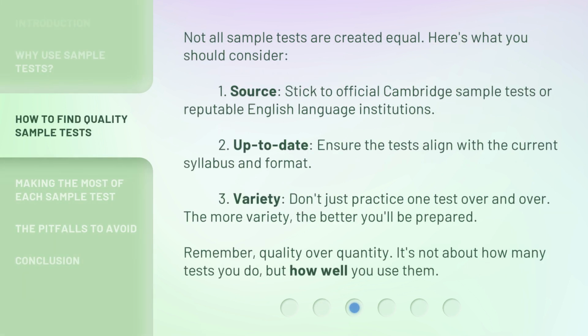Not all sample tests are created equal. Here's what you should consider. 1. Source. Stick to official Cambridge sample tests or reputable English language institutions. 2. Up to date. Ensure the tests align with the current syllabus and format. 3. Variety. Don't just practice one test over and over. The more variety, the better you'll be prepared. Remember, quality over quantity. It's not about how many tests you do, but how well you use them.